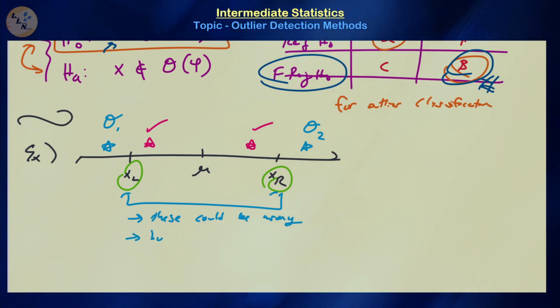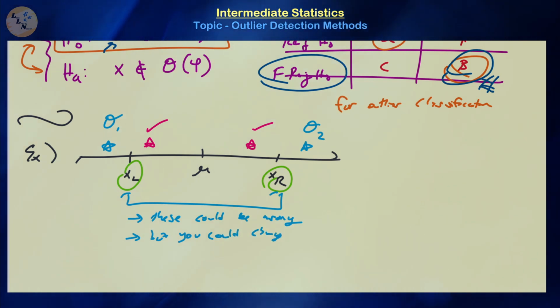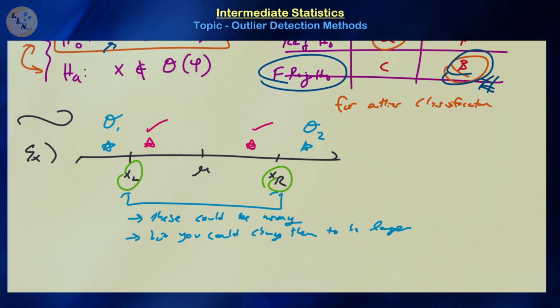But you could change them to be larger, right? For example, if we move these boundaries a little bit outwards, then those points are no longer going to be outliers.